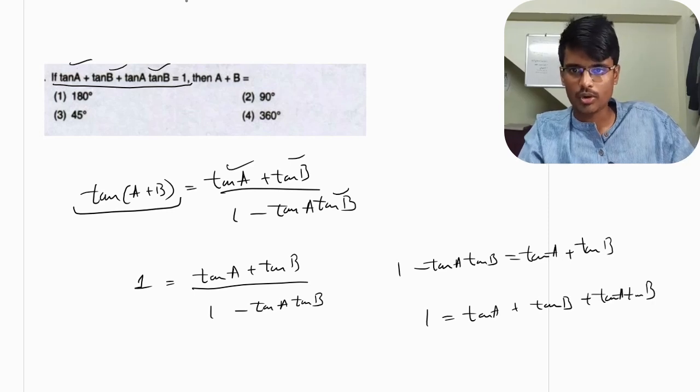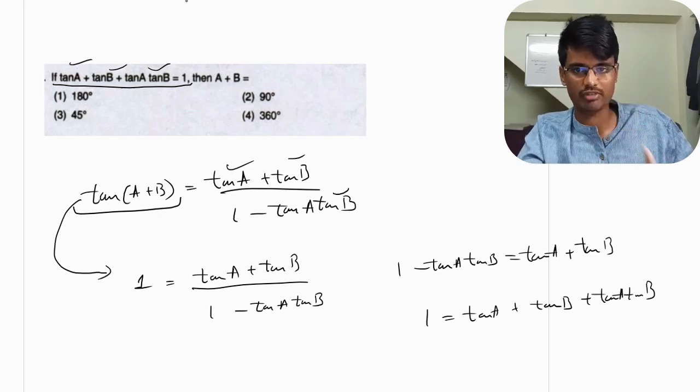So tan of A plus B is equal to 1. When does this happen? It happens only for 45 degrees. That means A plus B is equal to 45. Very easy. So the correct answer is option 3. Okay, moving on.